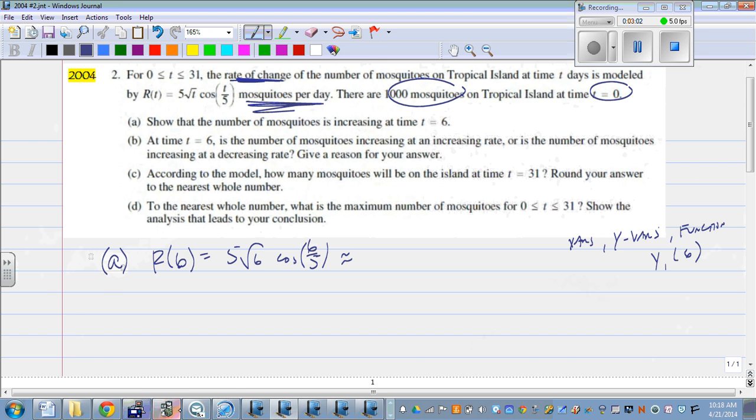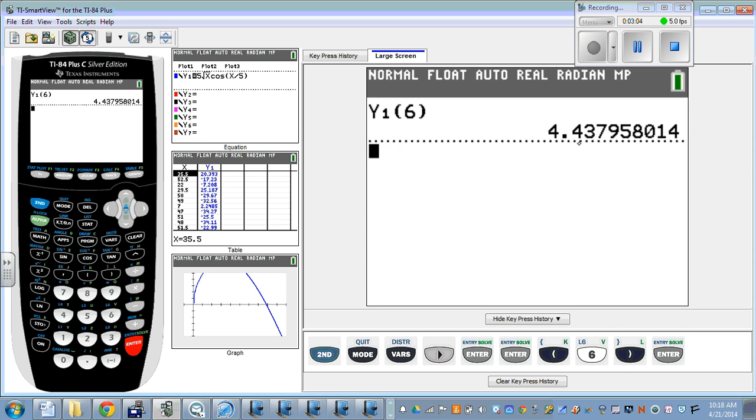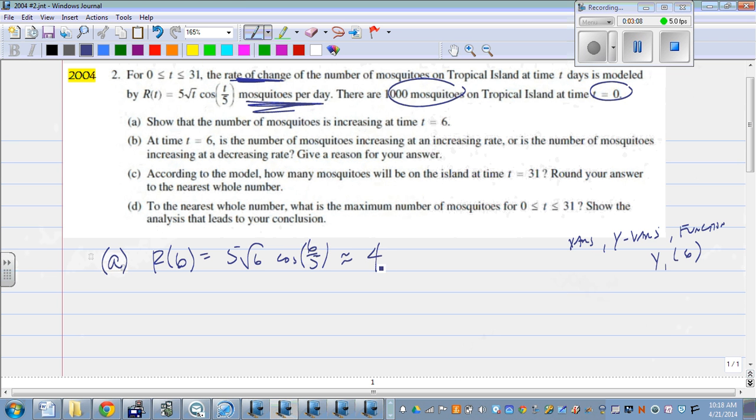But when we did that, we got 4.438. Right, so we get a positive value. It says to show the number of mosquitoes is increasing. Well, since that's positive, it's increasing. Right, since R of 6 is greater than 0, the number of mosquitoes is increasing.